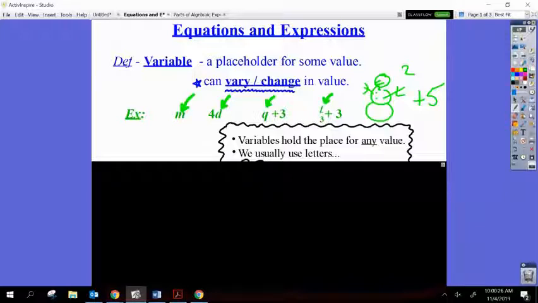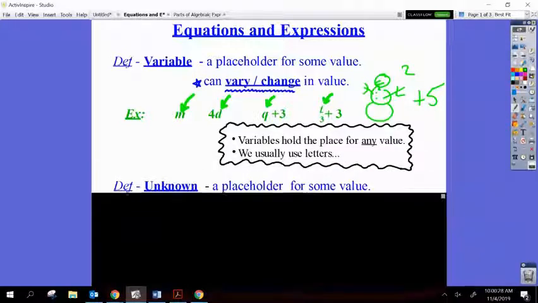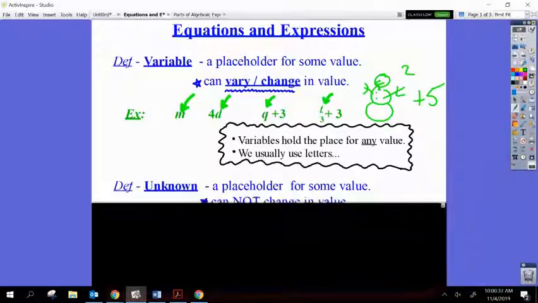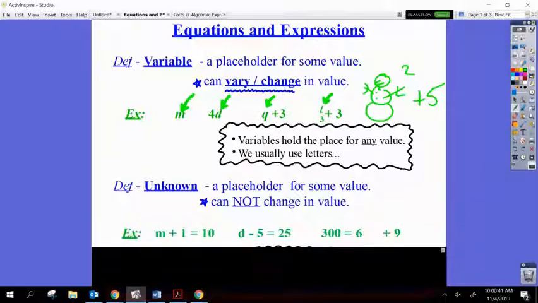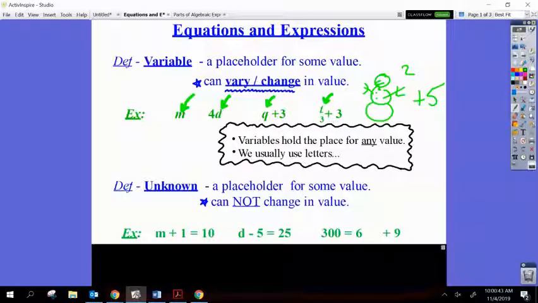Very similar, but slightly different is the definition of an unknown. An unknown, once again, is a placeholder for some value, so it's the exact same definition, but the difference is that an unknown cannot change in value. Now, that might sound confusing to you, but here are some examples where we still have what would be variables, but these have one set value.